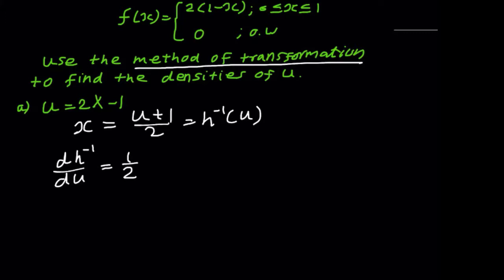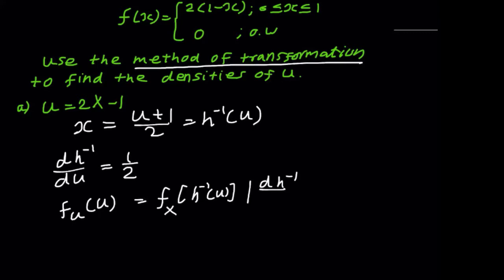So third, to find the PDF of u, this equals f_X of h inverse u times the absolute value of the derivative of h inverse. So this is the equation. According to this equation, we need to find f_X of h inverse u. So how do we find this? We know f_X equals 2(1 minus x).